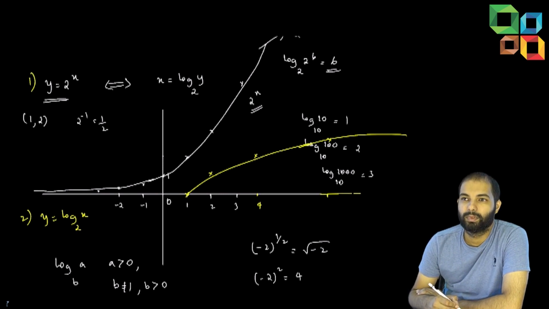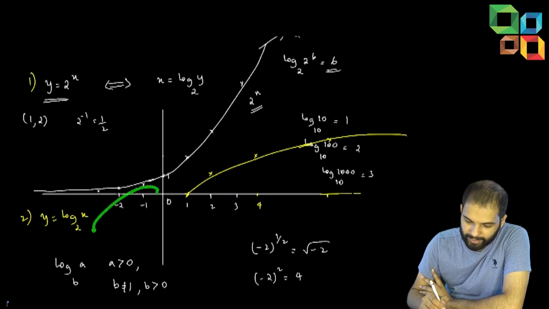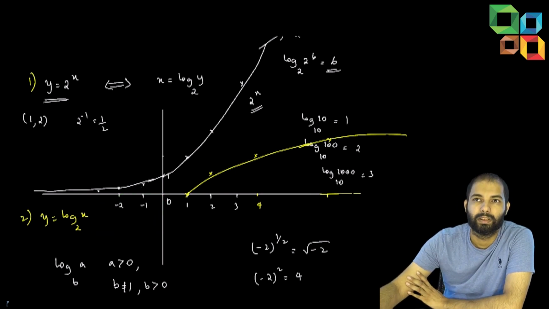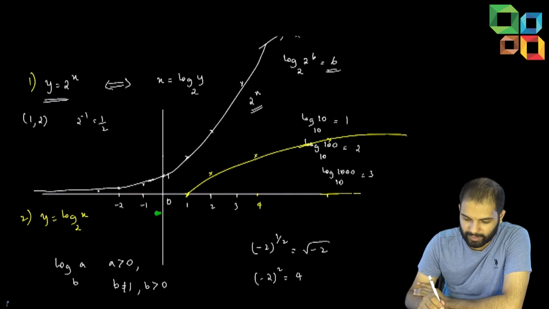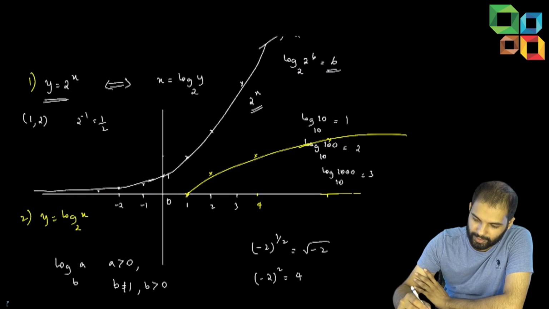Okay. What will happen on the negative side? Any idea what will happen on the negative side? There is nothing on the negative side of the x-axis, because it's not defined, right? We clearly saw that. We said that x should certainly be greater than 0. Then only it's defined. So we won't have any graph on this side.